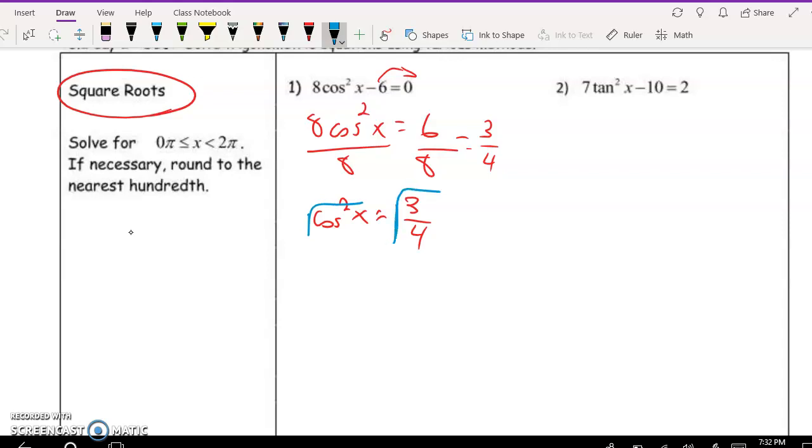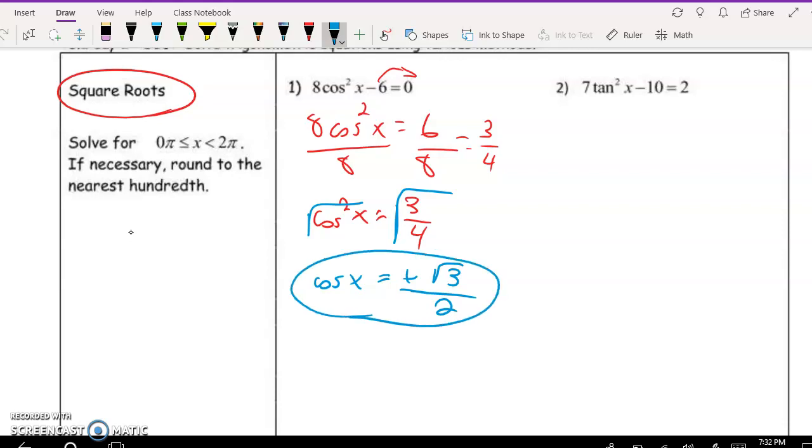Because when I take the square root of both sides, I'm going to have cosine of x equals plus or minus the square root of 3 over 2. So square root of 3 over 2, that should look familiar to you. That's the unit circle. And notice I have plus and minus. So I'm going to deal with all 4 quadrants. So you can break it up.